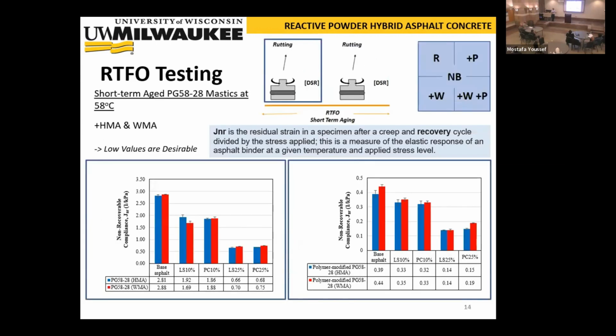The results are showing that the non-recoverable compliance, basically a measure of the damage, drops significantly as we add these particulates. But it does not distinguish between cement or limestone. So adding any particulate increases the stiffness, decreases the deformation, and in return decreases permanent damage. You can see that limestone and Portland cement are getting us almost similar results. And it doesn't matter what kind of binder combination you have, we're seeing improvement.